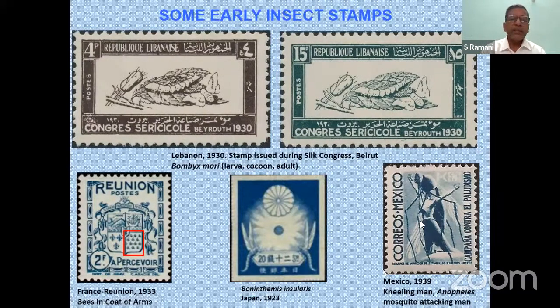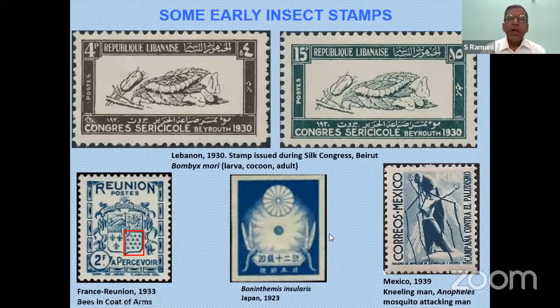And in 1933, also in 1939, you have stamps which have come from Reunion, where the bees are there in the coat of arms of Reunion. You can see here the bees, which is here in the coat of arms. And then here, mosquitoes featured in the stamp, where Anopheles was featured, where this man is kneeling down, the mosquito is killing him. So this is the kind of stamp that came to show that malaria and mosquitoes are very, very important.